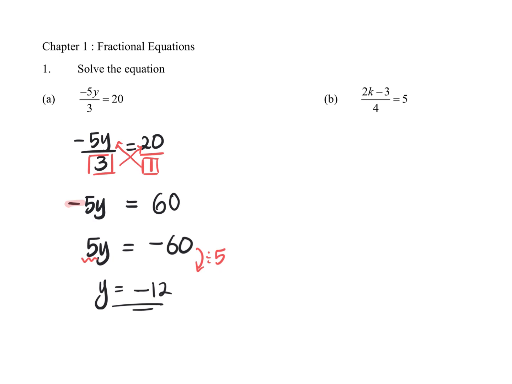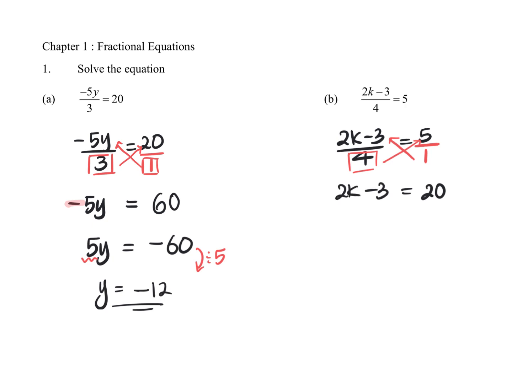Something similar as well for part B. So in this case, we got 2k minus 3 over 4 is equals to 5. So what can we do? We can put this as 5 over 1. So we can still use our cross multiplication. 4 will cross and multiply to 5. So 4 times 5 gives me 20. Then 1 cross and multiply over to the whole expression. This is still 2k minus 3.